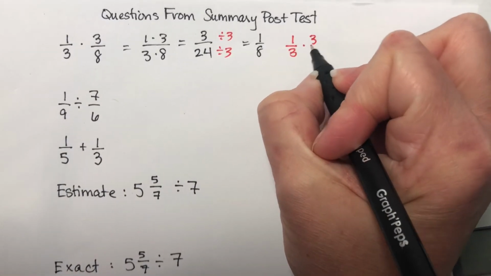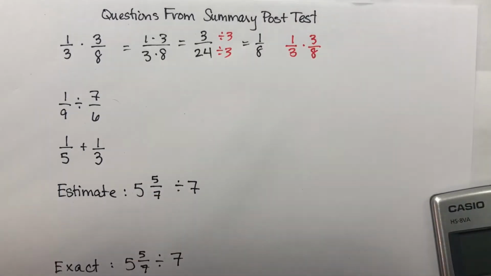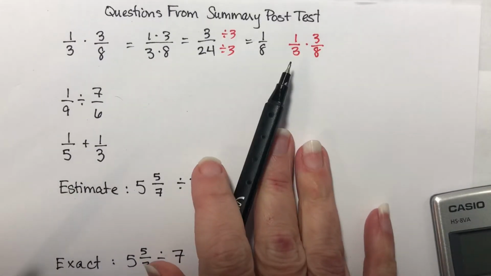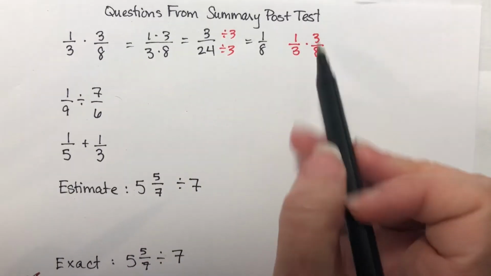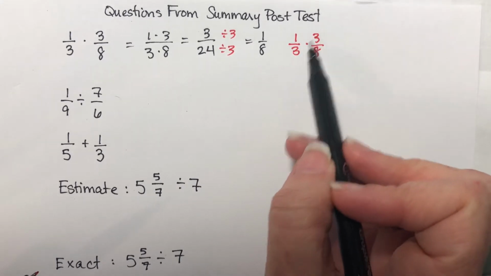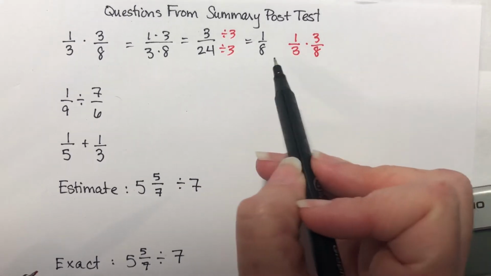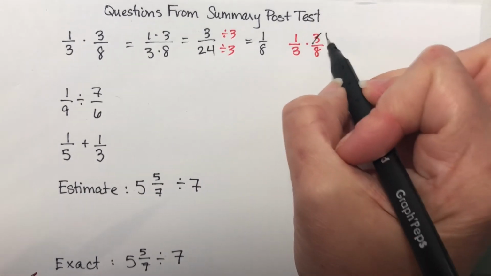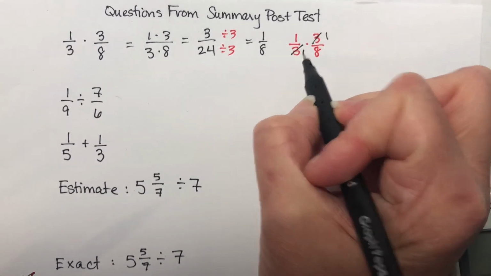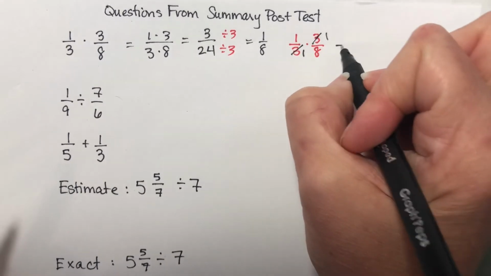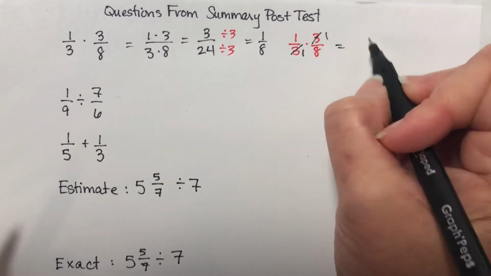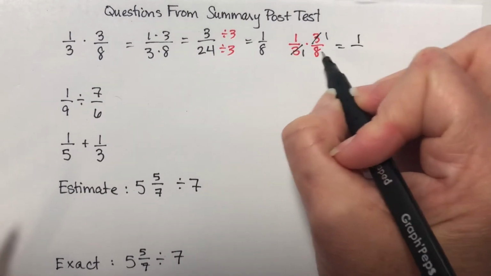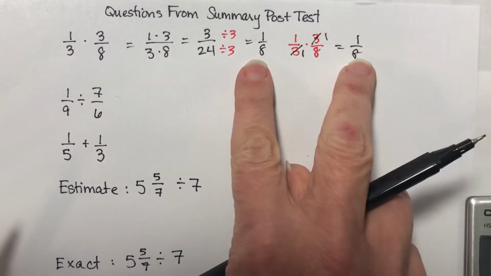is you can reduce on the diagonals before you multiply. Now this only works for multiplication. You can reduce up and down in multiplication. You can reduce on diagonals. You just cannot reduce straight across. But if I divide this by a 3, I get a 1. Divide this by a 3, I get a 1. And now if you multiply straight across, you have 1 times 1 is 1, and 1 times 8 is 8. You get the same answer.